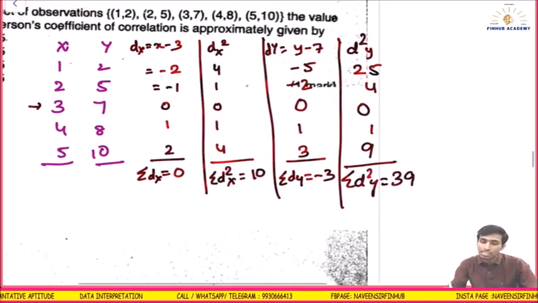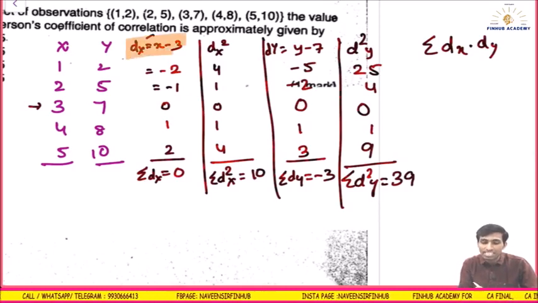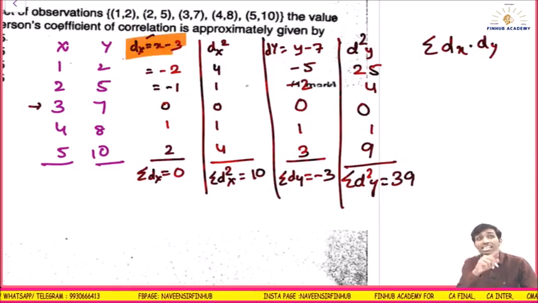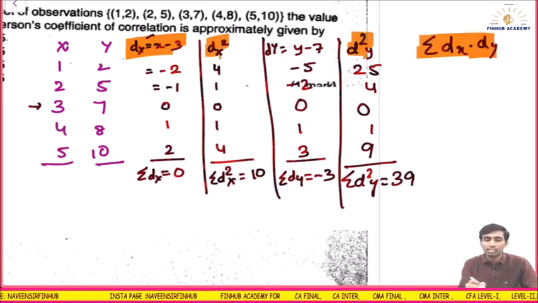Okay, the next part is summation dx into dy. Remember, this is my x, this is my y. If you are feeling burdened, this is simply my x. What I did previously was write x square, y square, and xy. So x square, y square, x into y, that is dx square, dy square, dx into dy. That is what I made the table.